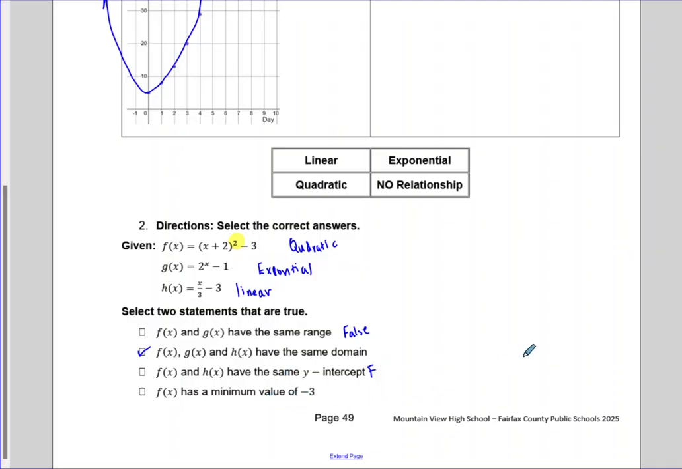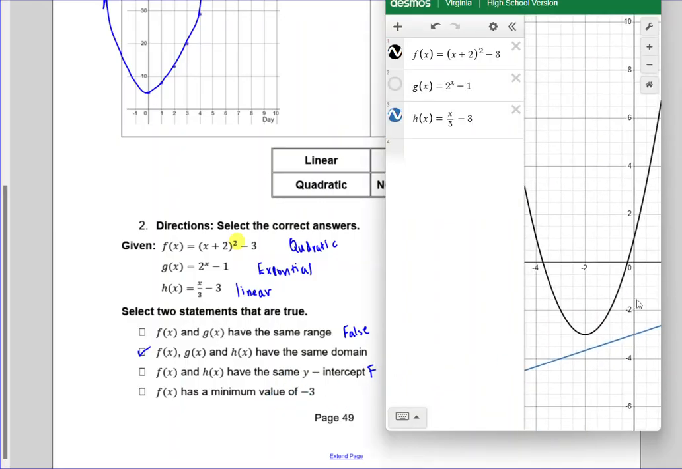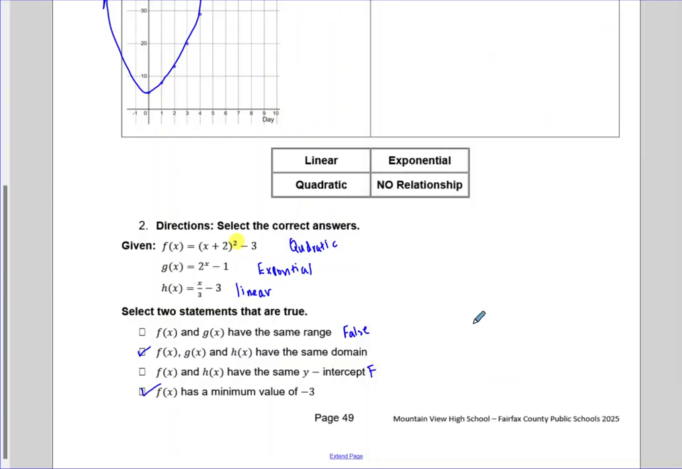Both have a minimum value. f of x has a minimum value of -3. Well, that's true. The lowest value here is the y value, which is at -3. So that's true. Okay.